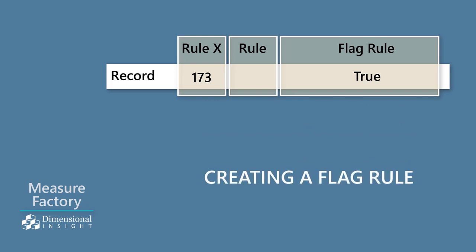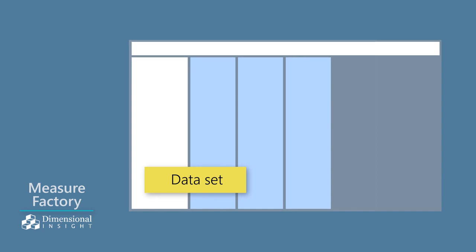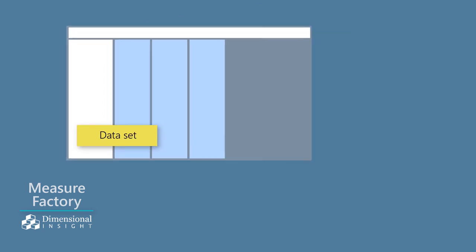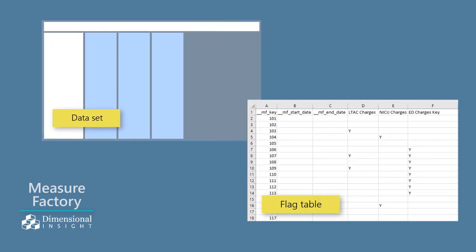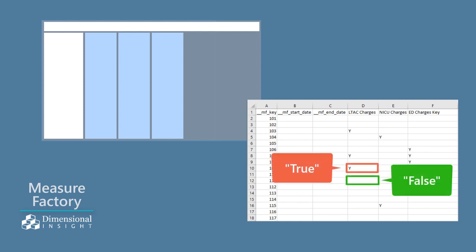In this demonstration, we'll create a flag rule. A flag rule retrieves data from a separate file called a flag table, just as a lookup rule retrieves data from a lookup table. When you use a flag rule, however, the data retrieved is a Boolean value, either true or false.